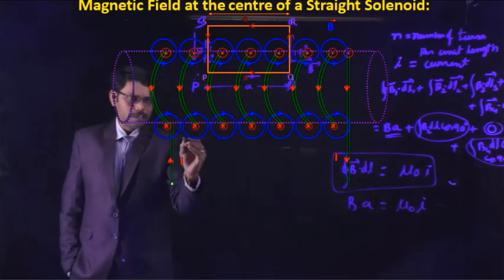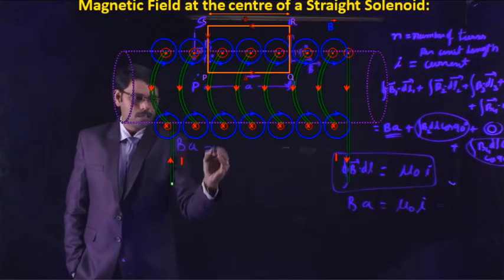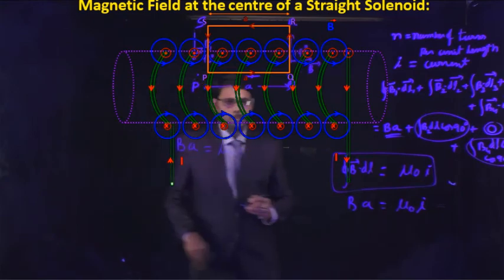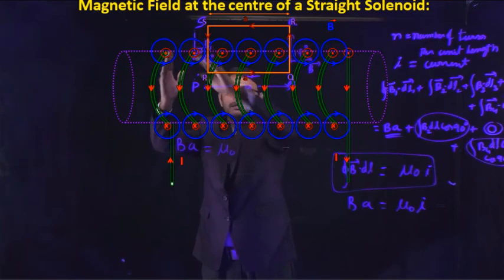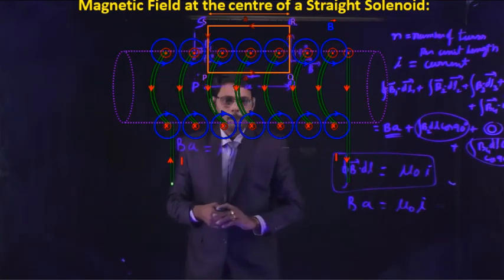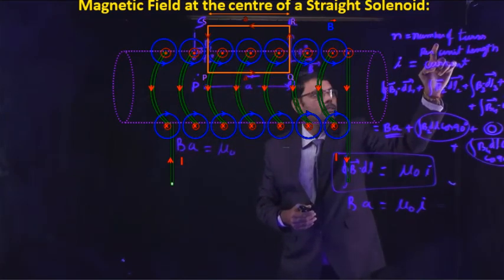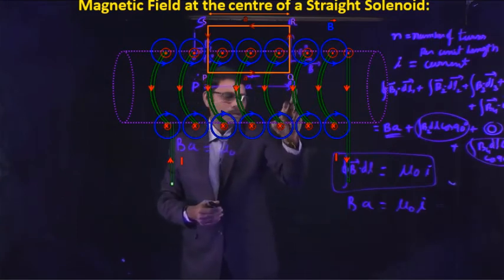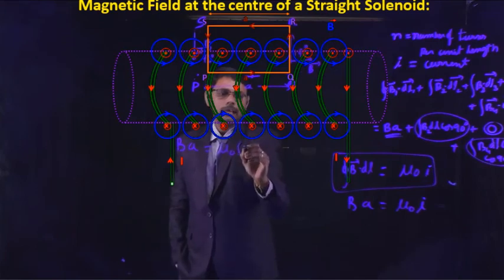So here we continue the derivation. B into a is equal to mu naught times the amount of current in this closed loop PQRS, that is, how much current is circulating. There are n turns per unit length and the total length of PQ is a. So the total number of turns is equal to n into a.